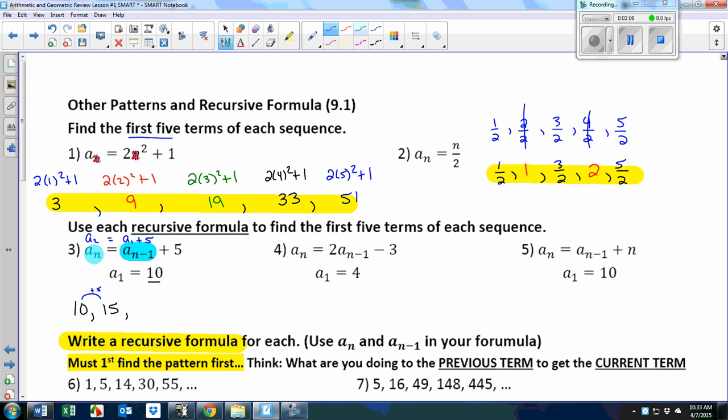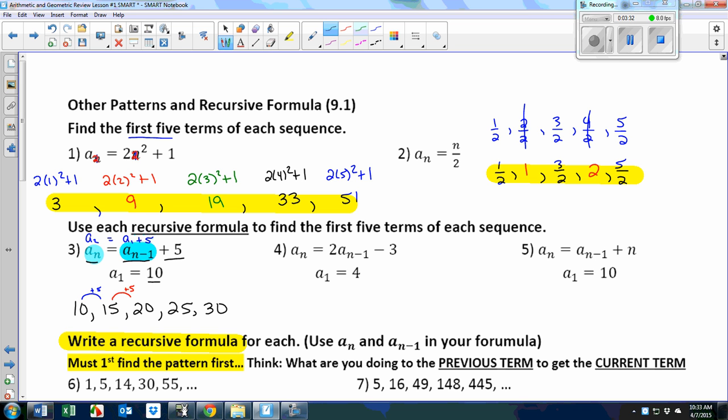Then when you go to find the third term, again, any term is previous plus 5. So you take 15 and add 5 and get 20. Then I'm just adding 5, so 25, 30. The symbols tell you to start with 10. A sub 1 is 10. And any term, a sub n, is the previous plus 5.